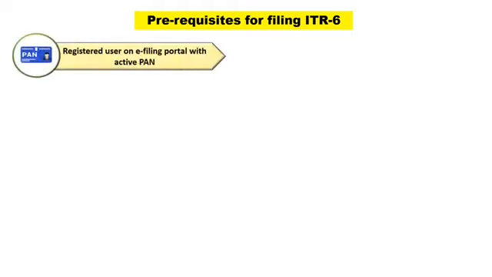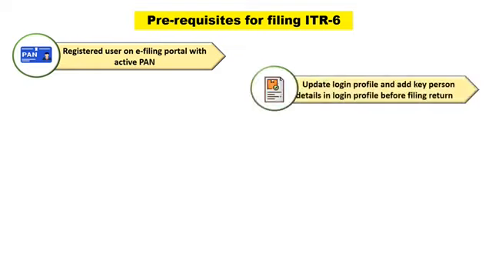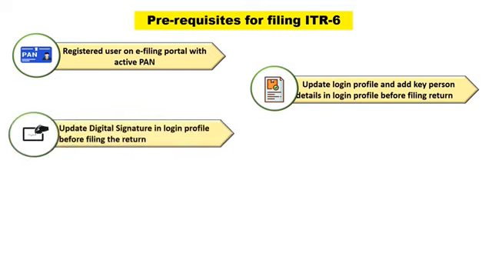Before going to the FAQs, let us first see the prerequisites for filing Form ITR 6. In order to file Form ITR 6, you must be a registered user on the e-filing portal with an active PAN. You are required to update login profile and add key person details in login profile before filing the income tax return, and must also update digital signature certificate in login profile before filing the ITR.